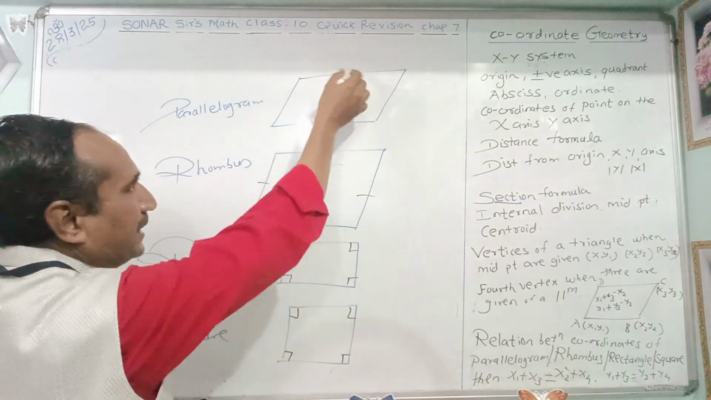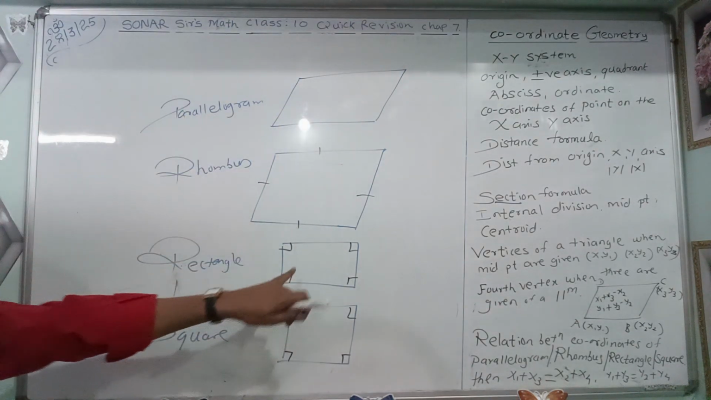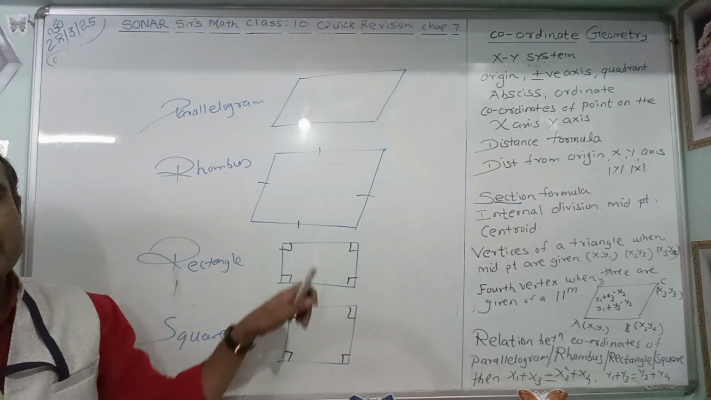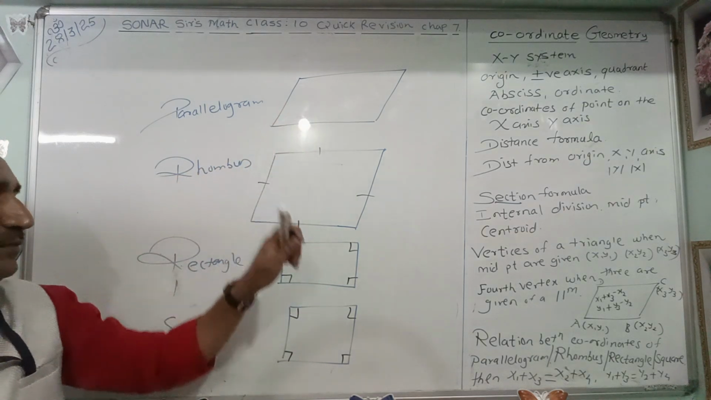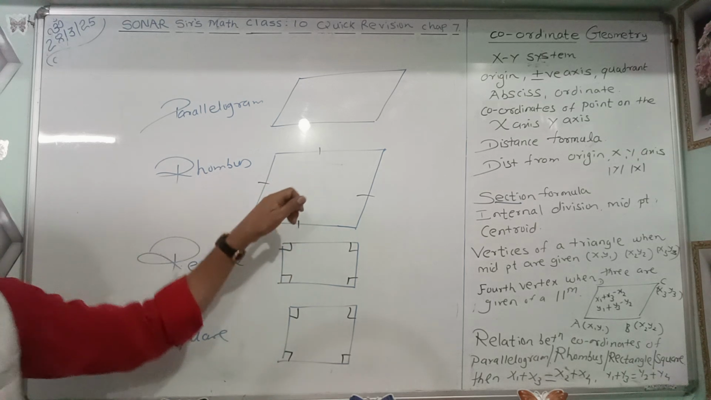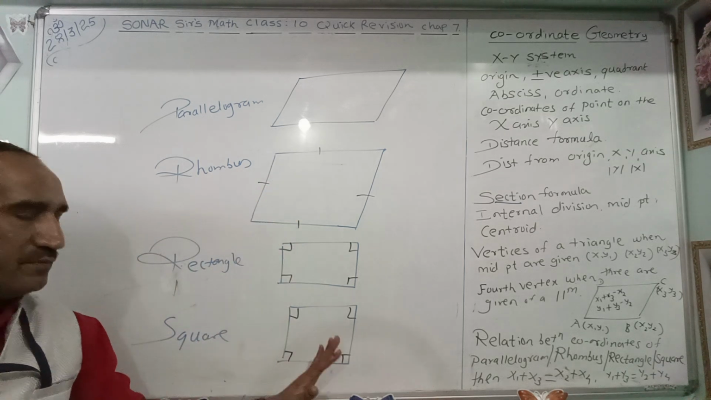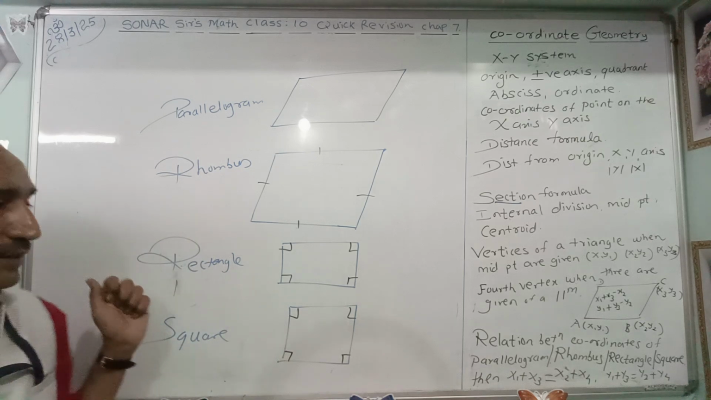In a parallelogram, opposite sides are parallel and equal. If any one angle of a parallelogram is 90 degrees, then it becomes a rectangle. If any one angle of a rhombus is 90 degrees, then it becomes a square. These are the relationships between these quadrilaterals and their types.